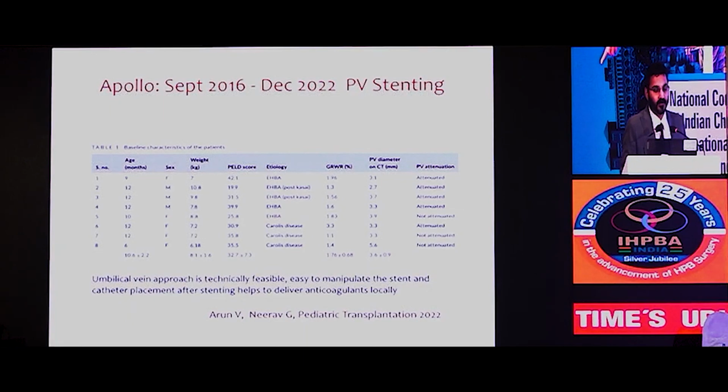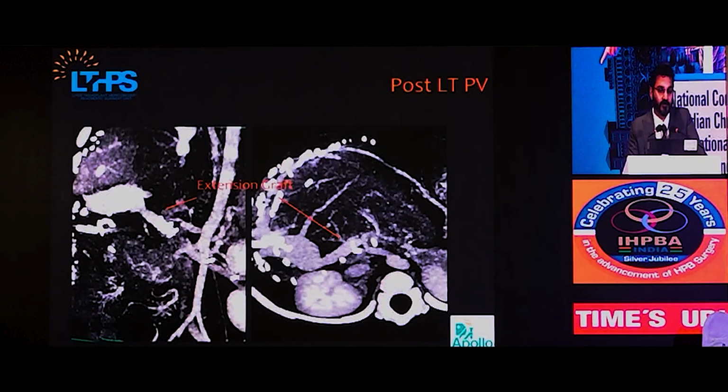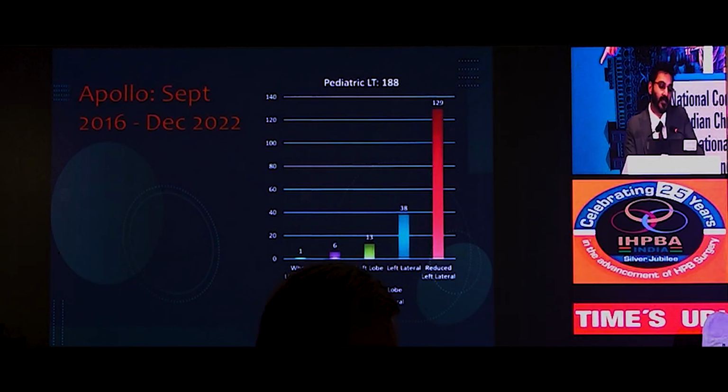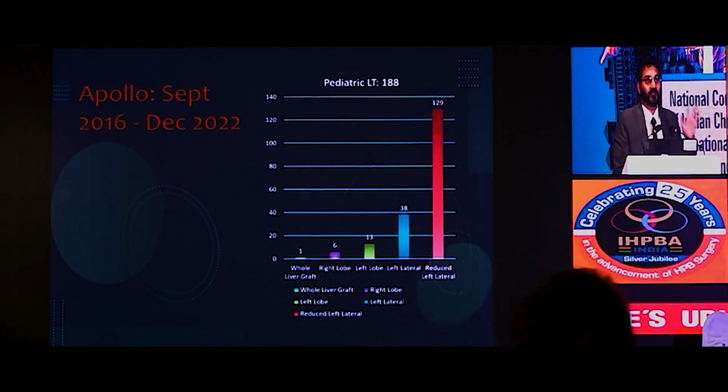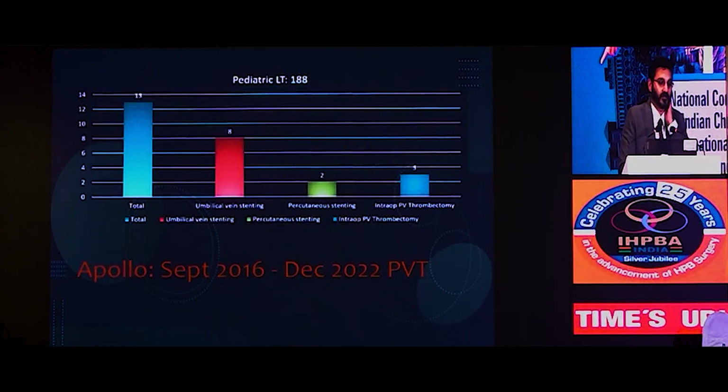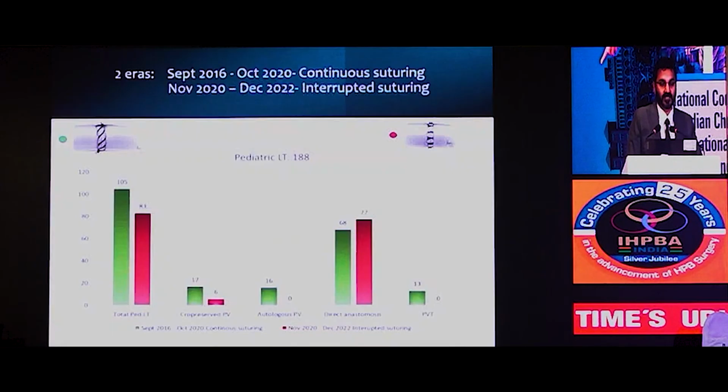very excellent patency rates. Only 1 patient had a thrombus in the late post-operative period, and then we analyzed our data. This is at the time of publication of our paper. So there were 188 patients that we analyzed. We used reduced left lateral grafts for all patients less than 1 year old, so we found there were 13 patients in total where we had a portal vein thrombosis complication, and about 8 were intraop where portal vein stenting was done.